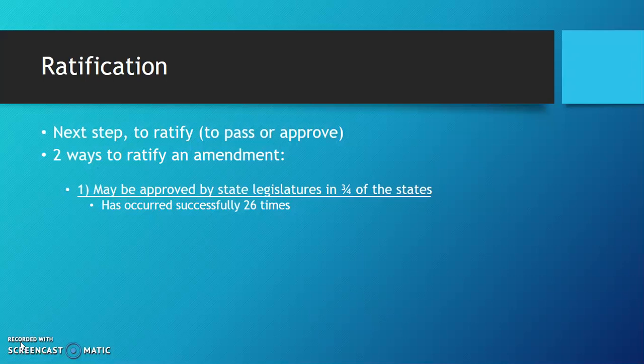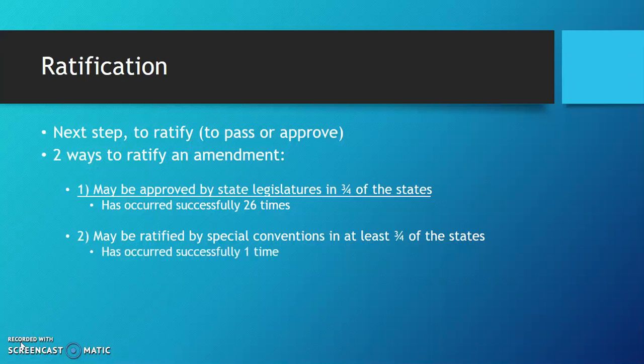So, if we're talking about an amendment, it would be proposed and passed with a 2/3 vote in both the Senate and the House of Representatives, and then it would go to our state legislatures in all 50 states. In order for that to be accepted or approved, 3/4 of the states would need to pass that amendment. The second way to do this is that you can ratify an amendment by special conventions in at least 3/4 of the states. This is a lot more rare, and it's only happened one time.